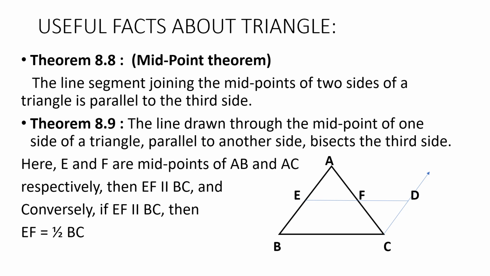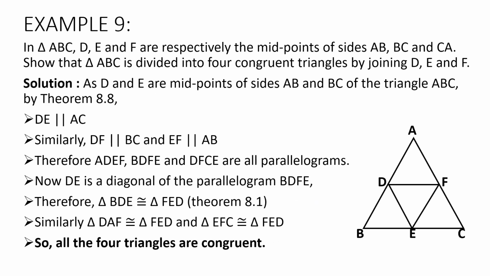That means suppose you have triangle ABC, and E and F are midpoints of AB and AC respectively. Then if they are the midpoints, EF and BC will be parallel. And conversely, if EF is parallel to BC, then EF will be half of BC. Let us see how these theorems are useful in solving the examples.